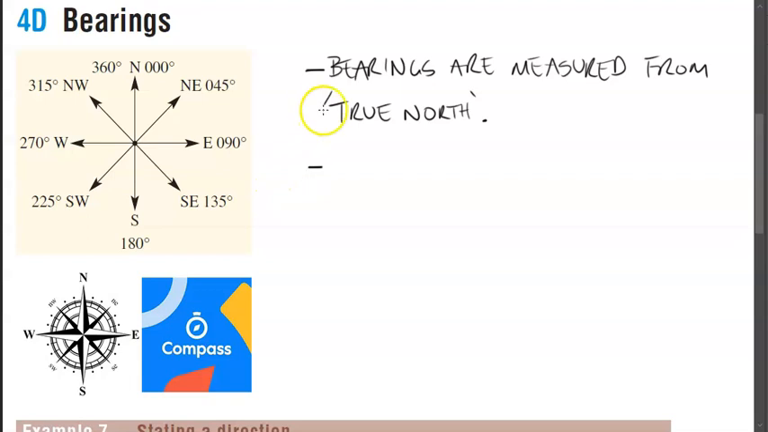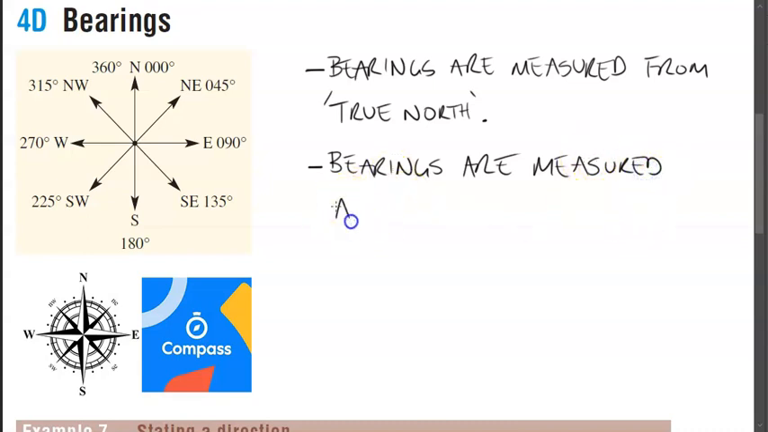The second thing that we have to consider is that bearings, or true bearings, are measured anti-clockwise. Or in other words, starting from true north, we rotate around like that. And this is why we can see that the measurements go up in increments in an anti-clockwise nature.